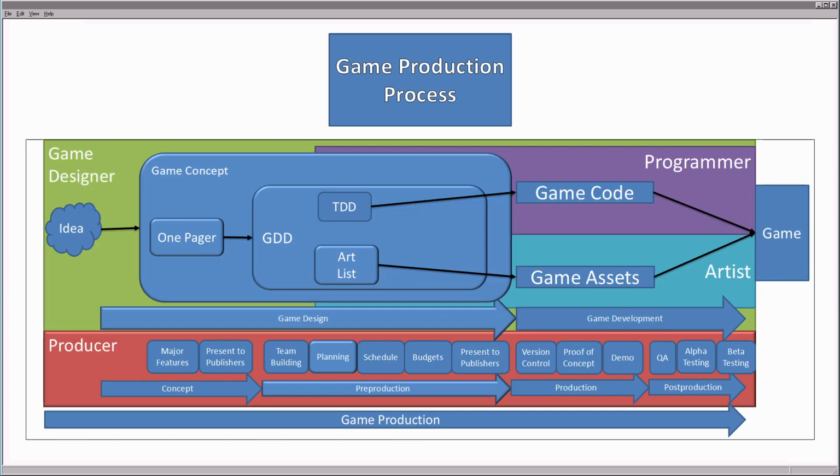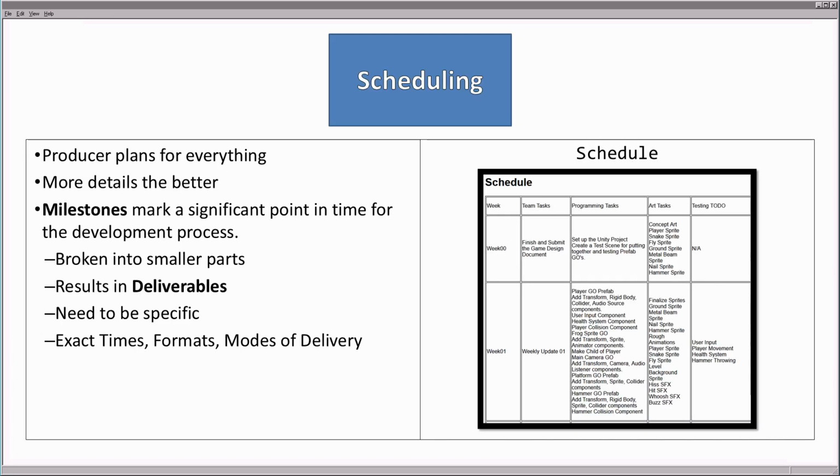Now that we have the art list in place along with the technical design document, we can now move to the next part of pre-production: scheduling. The producer plans for everything, and the more details, the better. The producer creates a schedule based on milestones. These mark a significant point in time for the development process. This allows the project to be broken into smaller parts.